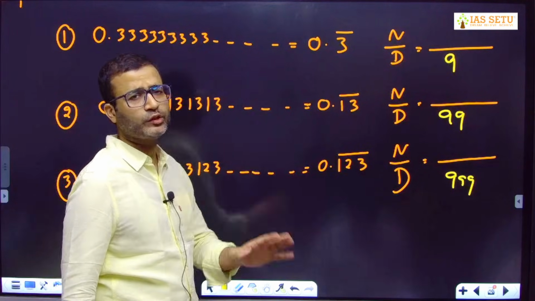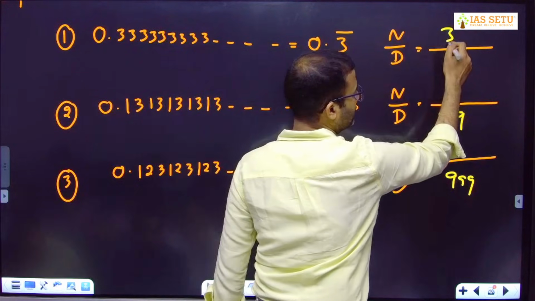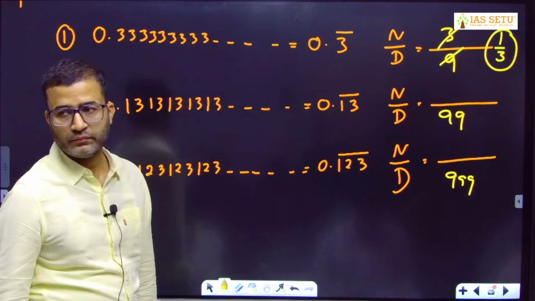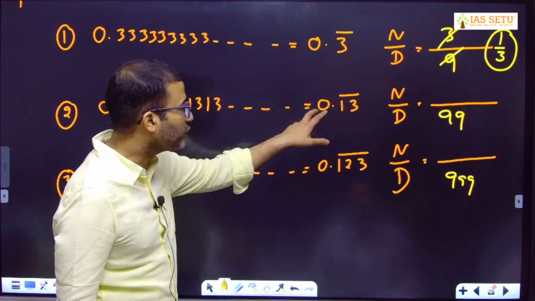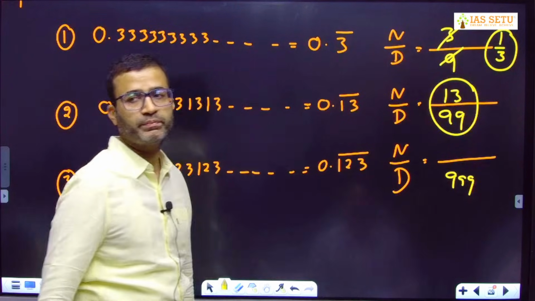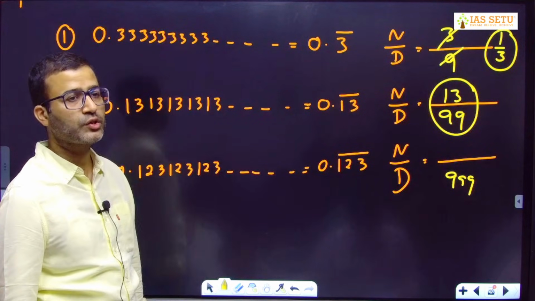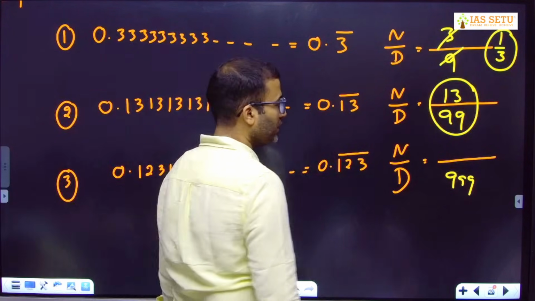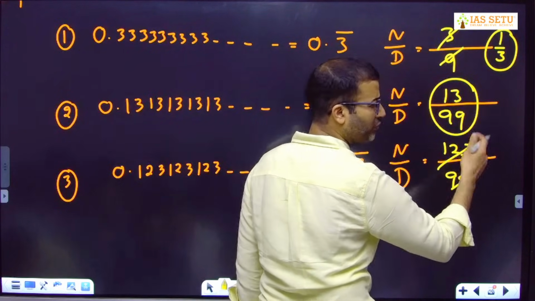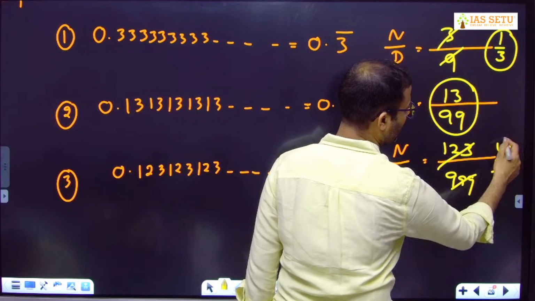Since these are very easy questions, type 1 is very simple. Numerator, the number as it is, 3. So your answer is 3 by 9. Simplify, 1 by 3. Second question, what is the number? 13. So your answer is 13 upon 99. No scope of simplification. इसको simplify नहीं कर पाएंगे क्योंकि 99 is not a multiple of 13 and there is no common factor. Third number here, 123. So your answer is 123 upon 999. 3 से divide हो जाएगा. Divisibility topic I will take in the second or third lecture. So it is 41 upon 333.